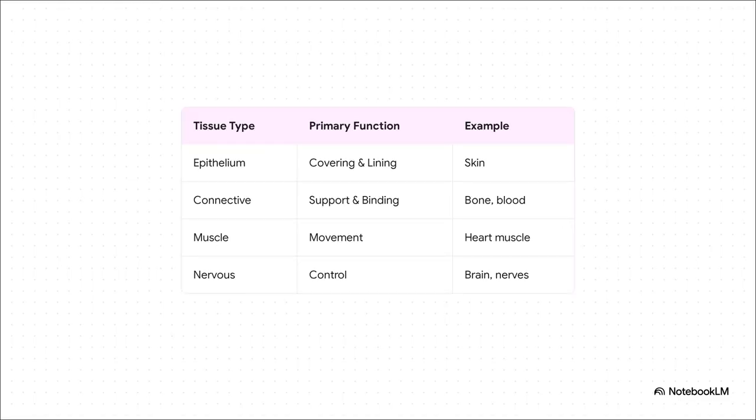You've got epithelium. Its job is to cover surfaces and line cavities, like your skin. Then there's connective tissue, which does what it sounds like. It supports and binds everything together. Think bone, cartilage, even blood. Then, of course, you have muscle tissue, designed for one thing, movement. And last but not least, nervous tissue, which is the control and communication network. These are the 4 essential fabrics that are woven together to create you.